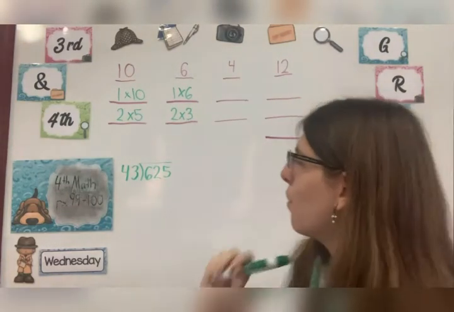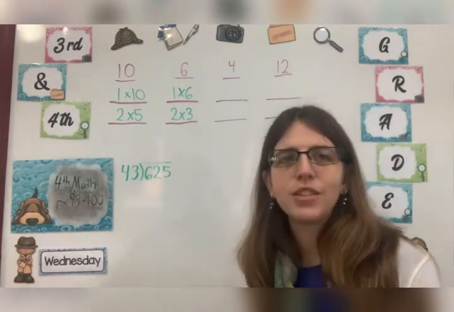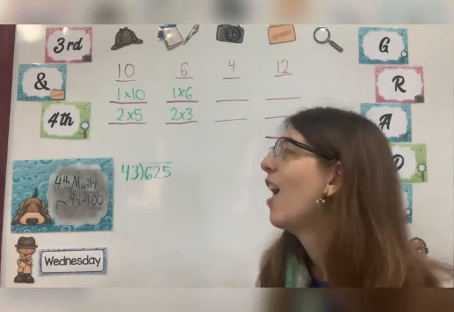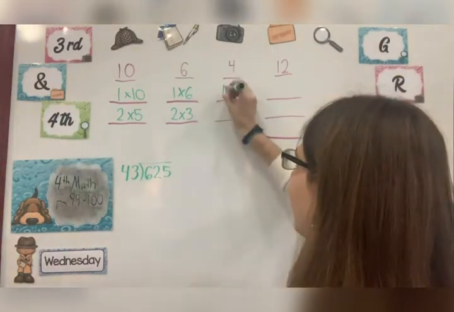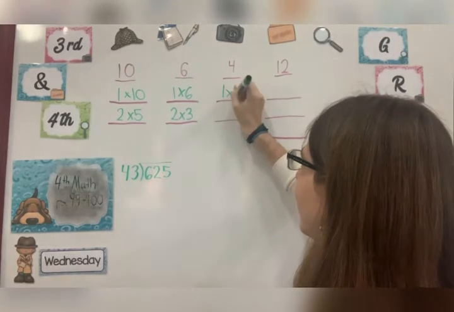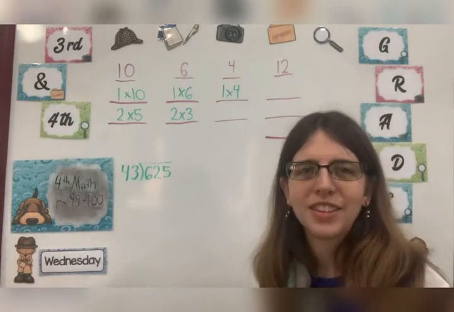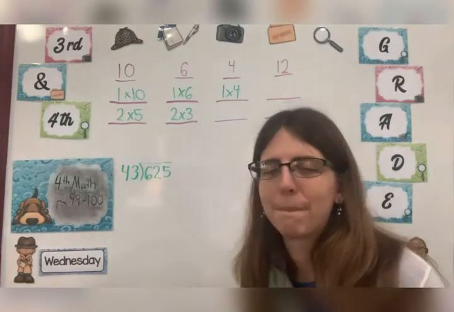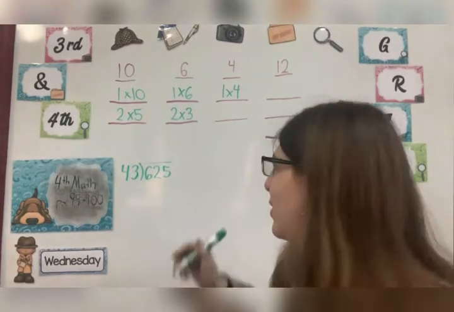Okay, let's try 4. Start with 1. 1 times what equals 4? 1 times 4. Now let's go to 2. 2 times what equals 4? 2 times 2, good.